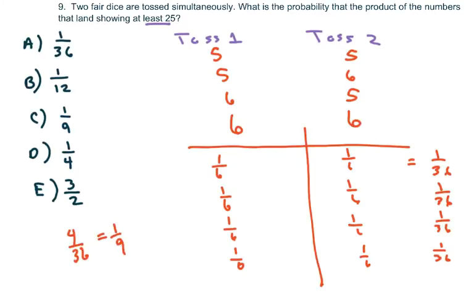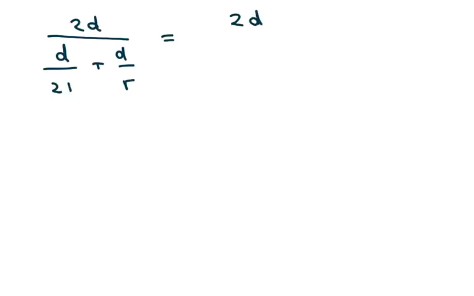Okay, that's the end of the video, but like I said, I'm going to go ahead and do that math for you if you're having problems with the math on that one equation we did on the first problem. So basically we had 2D over D over 21 plus D over R. So I want to have the common denominator in my complex rational here at the bottom. So we want 21R as my common denominator.